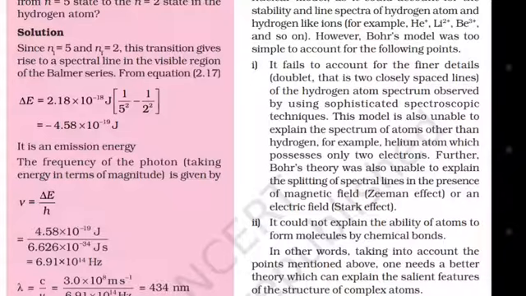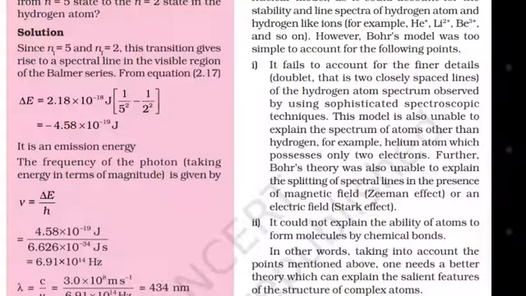It fails to account for the finer details, doublet, that is too closely spaced lines of the hydrogen atom spectrum observed by using sophisticated spectroscopic techniques. This model is also unable to explain the spectrum of atoms other than hydrogen, for example, helium atom, which possesses only 2 electrons.